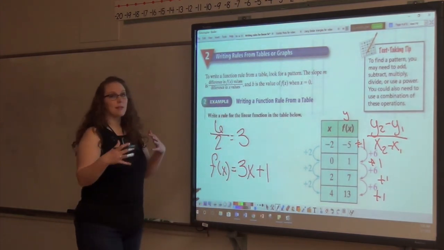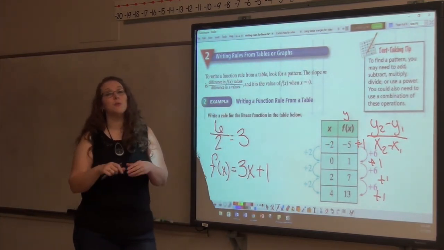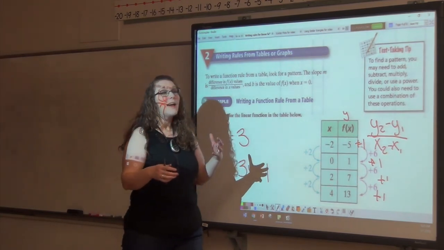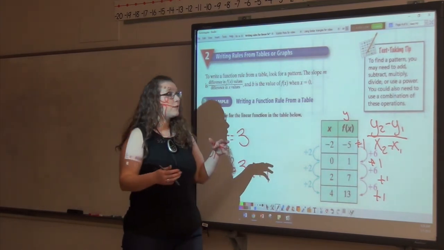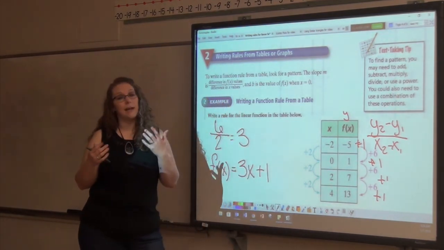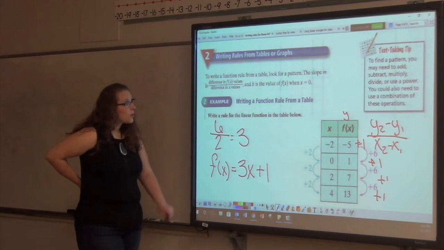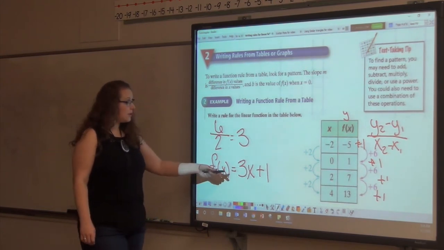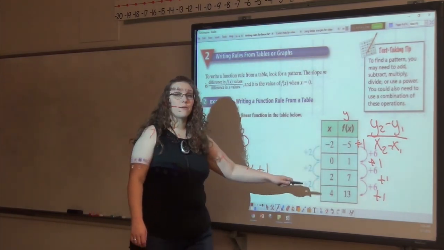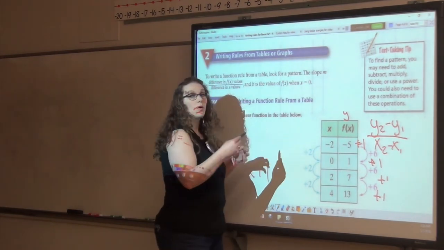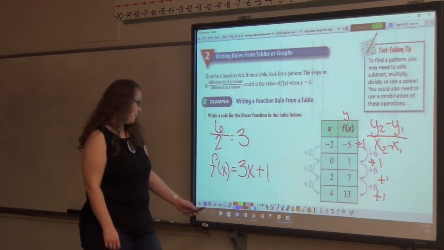So you can write these rules. You can use multiplication, division, subtraction, addition. You can use exponents. So you just need to find these patterns. And sometimes it can be very difficult. Where we're just starting out, they will not be that difficult, but they can get very difficult. You need to look for a combination of the operations: adding, subtracting, multiplying, dividing, exponents, things like that. So our equation here is f of x equals 3x plus 1. And you can check it. You can substitute every one of these coordinate pairs and make sure that you have the correct function rule here.